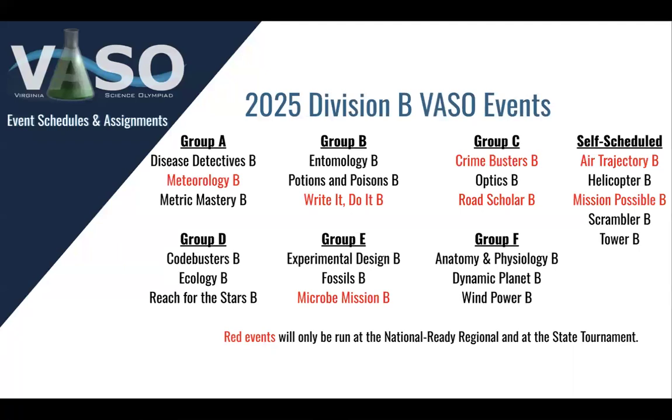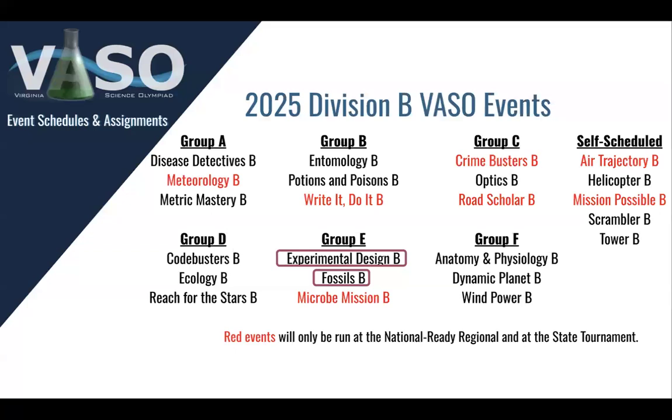If you're a school that fields both divisions B and C as teams, I also want to point out that event conflicts don't necessarily line up across divisions. In fact, they rarely do. Let's take, for example, experimental design and fossils, which do conflict with each other in this 2025 Division B example. This means that students who are in fossils cannot compete in experimental design since they're in the same grouping.